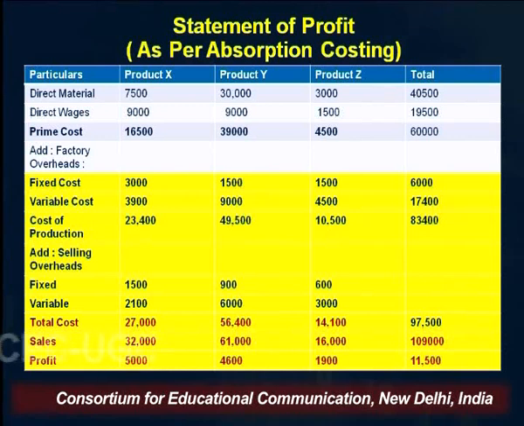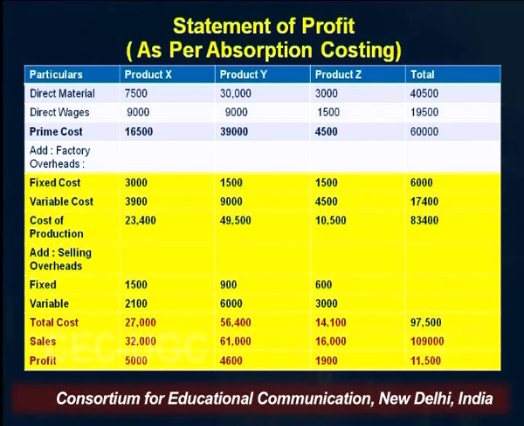Here what we do, we go for writing direct material, direct wages. Why I wrote prime cost? Because I assume that you are accustomed to cost sheet, and there we used to call it prime cost. Now you have to add factory overheads. If you look into the second column of product X, you can find the difference. What I was saying, the same has been implemented.